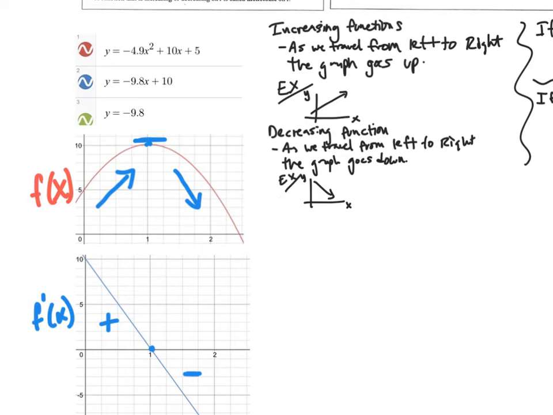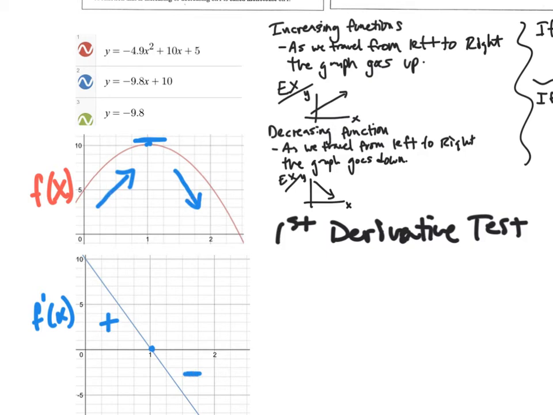Now, what I want to do is show you what's called the first derivative test. This is just to see where we have maximums and minimums, but we use this concept of looking at the sign of our derivative to see what's happening here, okay?